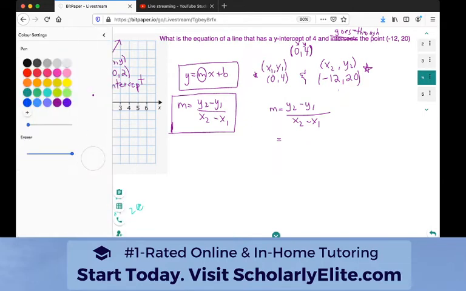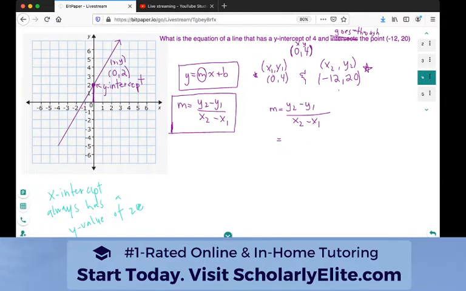So I've got y2, which is 20. I'm going to plug that in as it is, minus y1, which is 4. And that's going to go over negative 12 and 0. So negative 12 minus 0. A lot of times I see kids lose marks because they aren't sure whether or not to change the negative or what to do here.